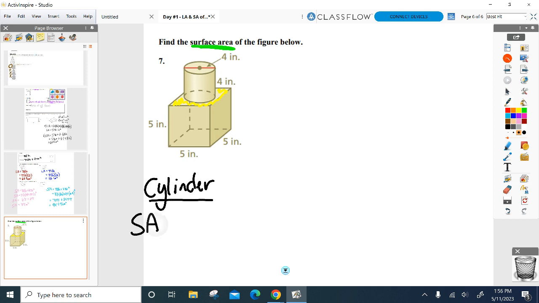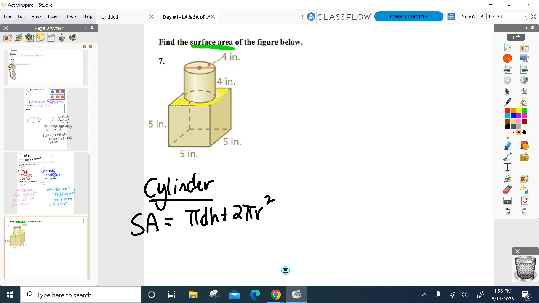Usually, this is what I would use with you guys, right? Pi d h plus 2 pi r squared, surface area of a cylinder. Is the whole cylinder showing? No, it is not. Part of it is covered up. What part is covered up? One of the bases. So can somebody adjust my full surface area formula to what I'm going to do here?